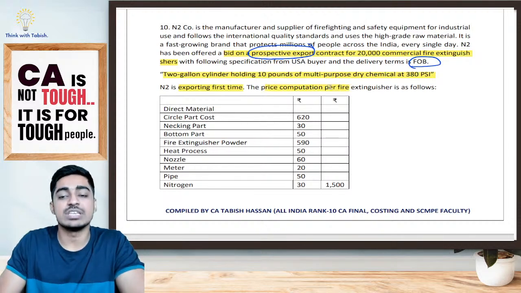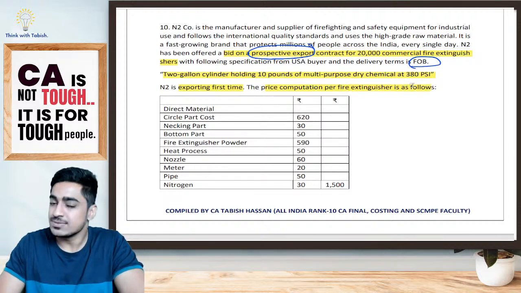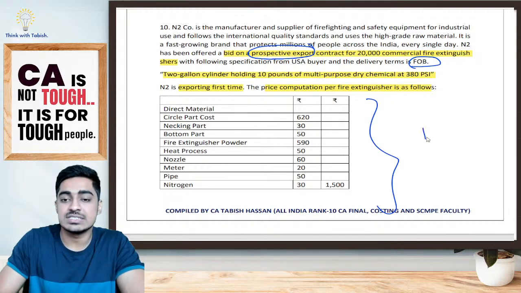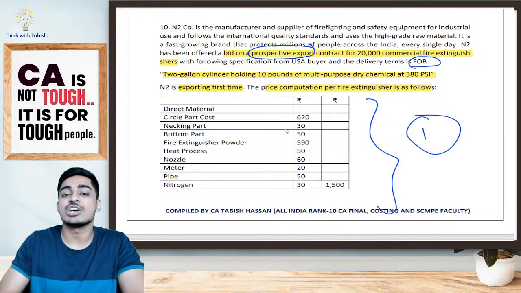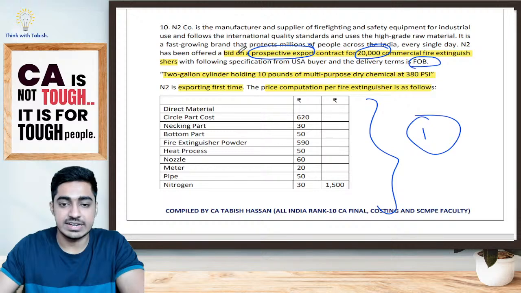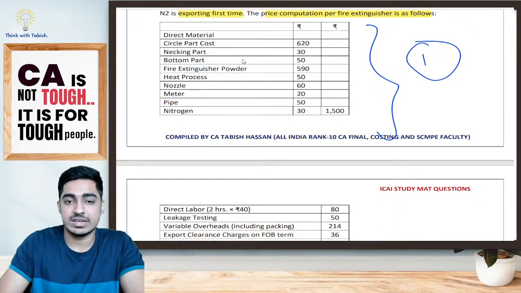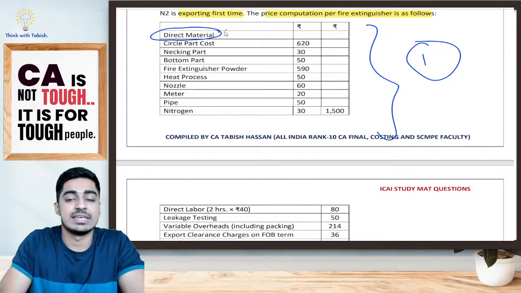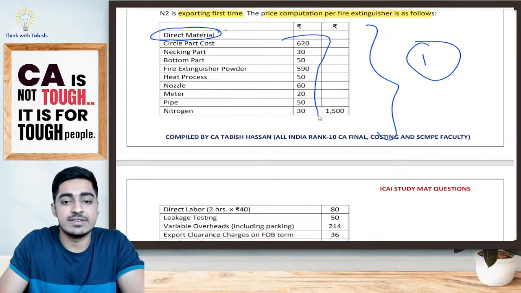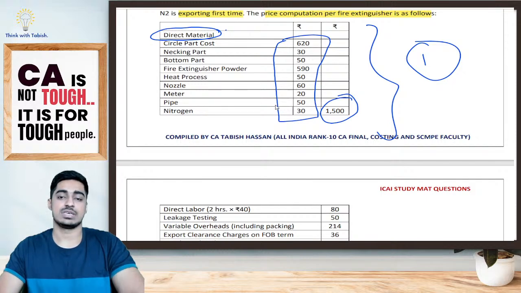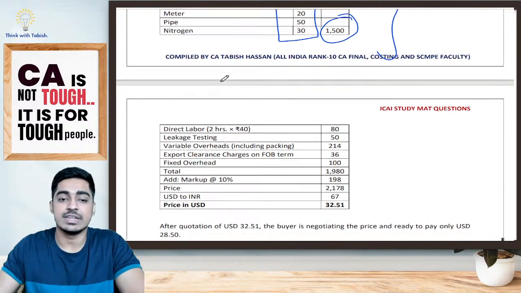The price computation per fire extinguisher is as follows. For one fire extinguisher, all these calculations are for one fire extinguisher. Like this, how many fire extinguishers we want? 20,000. Let us look at the calculation. We have first calculated what all cost we have incurred. We are telling direct material. Yes, direct material, all these material we are incurring. Yes, the cost is 1,500 rupees. To manufacture a fire extinguisher, we are incurring this.